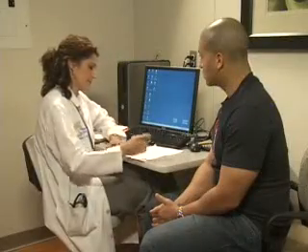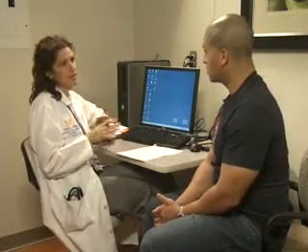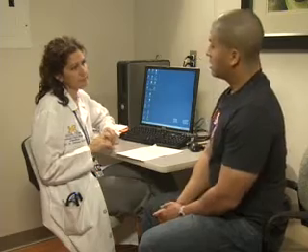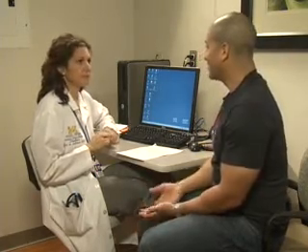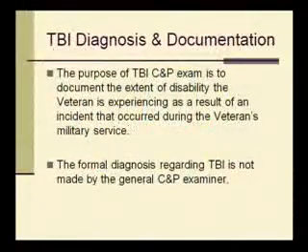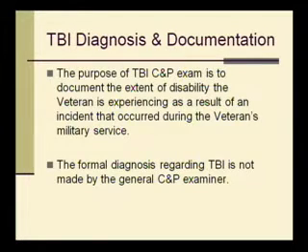The purpose of a compensation and pension exam for traumatic brain injury from a general C&P examiner's perspective is not to prove or disprove that the veteran experienced a traumatic brain injury. Rather, it is to document via the guidance of a TBI worksheet or template the extent of disability that the veteran is experiencing as a result of a TBI that occurred during military service. The actual diagnosing of whether or not the veteran has incurred a traumatic brain injury cannot be made by the general C&P examiner.